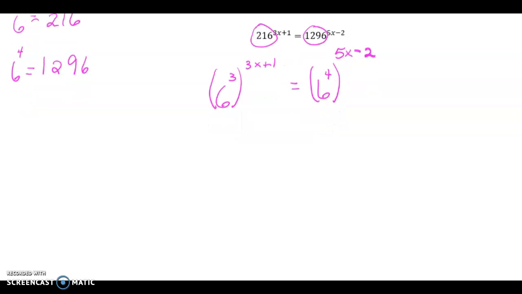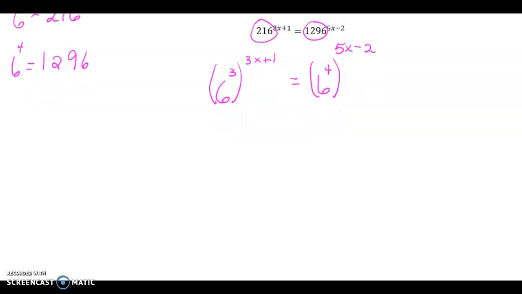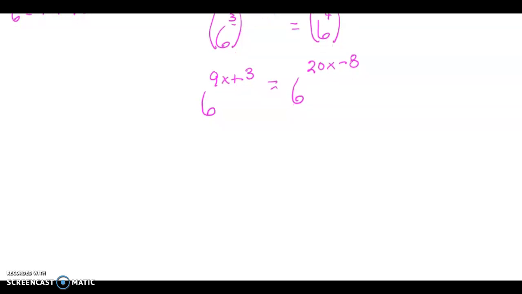All right, from above, we talked about when we have a power to a power, we multiply the powers. A power to a power, that sounds pretty powerful. Multiplying is powerful. So we'd have 6 to the 9x plus 3 equals 6 to the 20x minus 8. So in order for these two to be equal to each other, if we use the one-to-one property, I would know that 9x plus 3 would have to equal 20x minus 8.